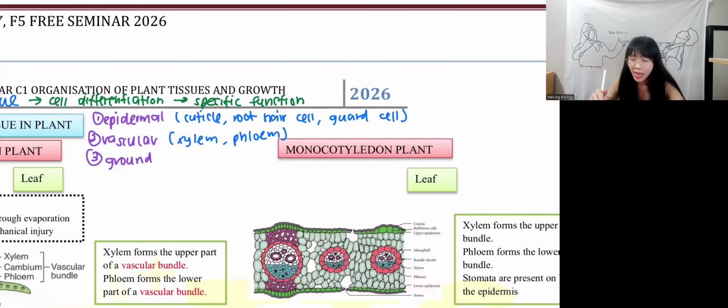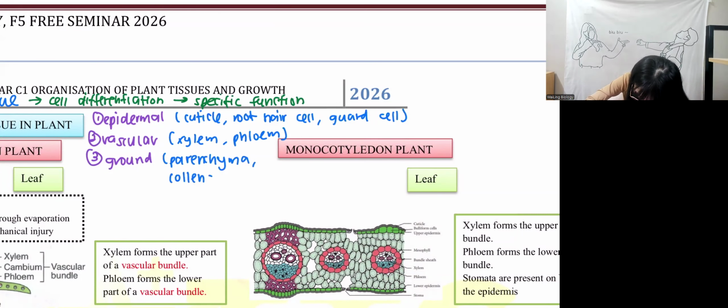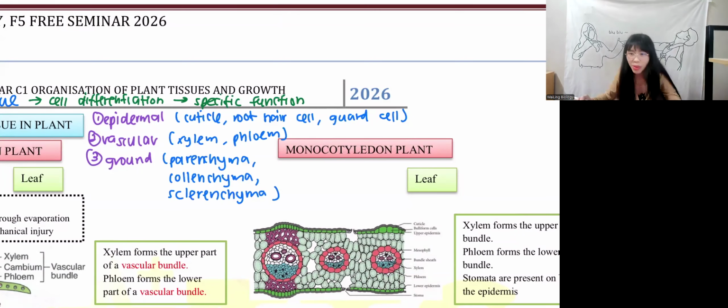Every ground tissue ends with chyma. They are called parenchyma, collenchyma, sclerenchyma. I'll write down the name first. Parenchyma, collenchyma, sclerenchyma. So it will be chyma. Everything here is just chyma. They have a similarity. All of these chyma tissues provide support to the plant.